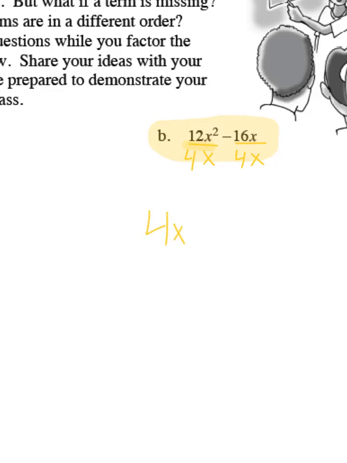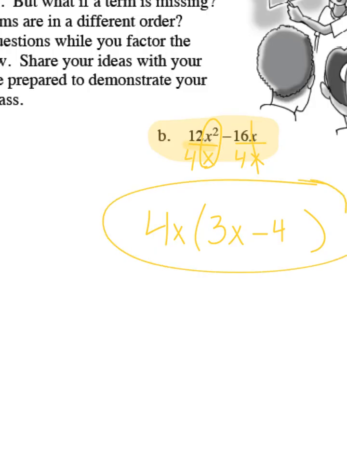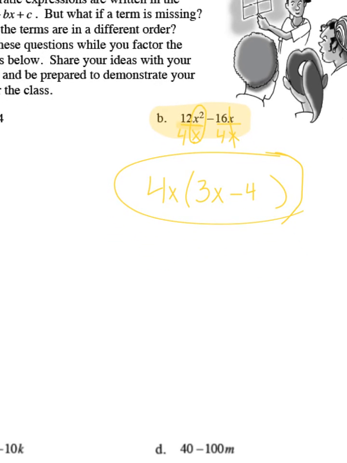I'm going to take out the 4x and write what's left after I divide by 4x. 12 divided by 4 would be 3. And an x squared, if you took out an x, you would decrease the exponent to just be a single x. Minus 16 divided by 4 is 4. And x divided by x cancels out, or taking out that x leaves it not there anymore. And this is my final answer. I used the greatest common factor strategy to take out a 4x.